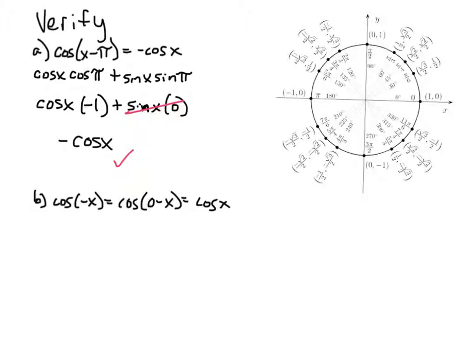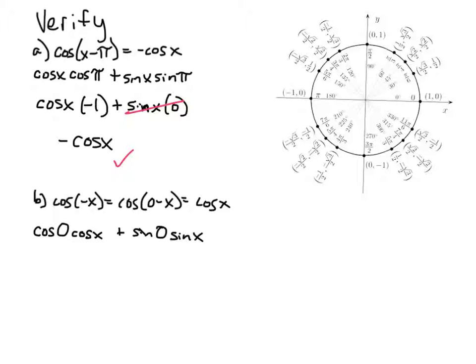Okay, lastly, at the very beginning of the notes, I told you that the cosine of a negative angle is the same thing as just the cosine of that positive angle. And I can show that using a difference because negative x is the same thing as 0 minus x. Okay, so I'm going to do the cosine of 0 times the cosine of x plus the sine of 0 times the sine of x.